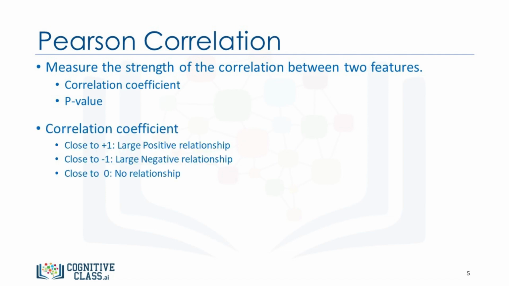For the correlation coefficient, a value close to 1 implies a large positive correlation, while a value close to -1 implies a large negative correlation, and a value close to 0 implies no correlation between the variables.